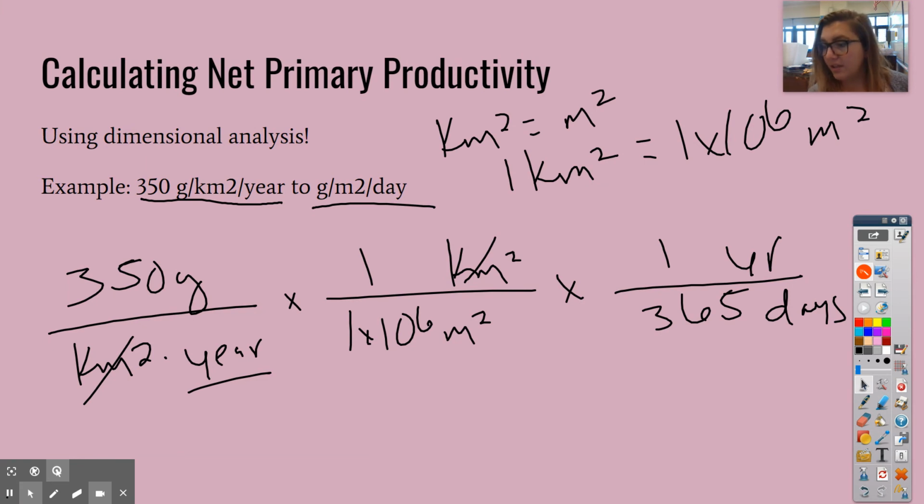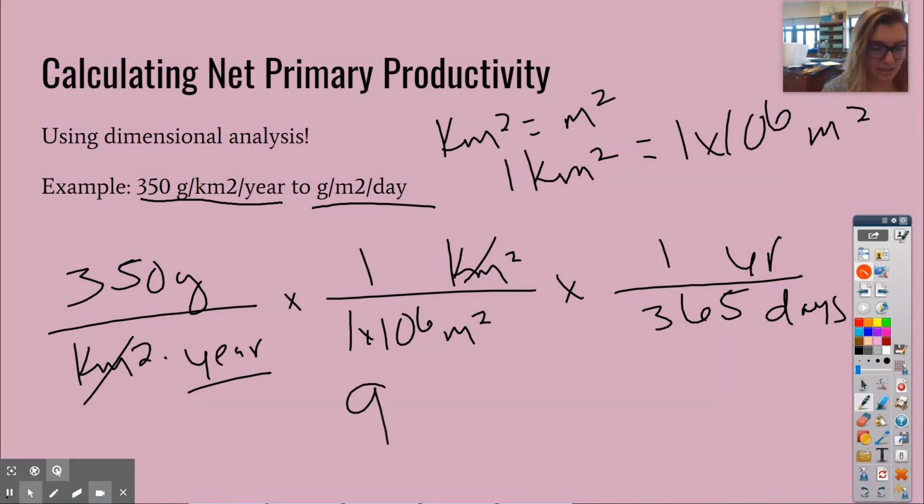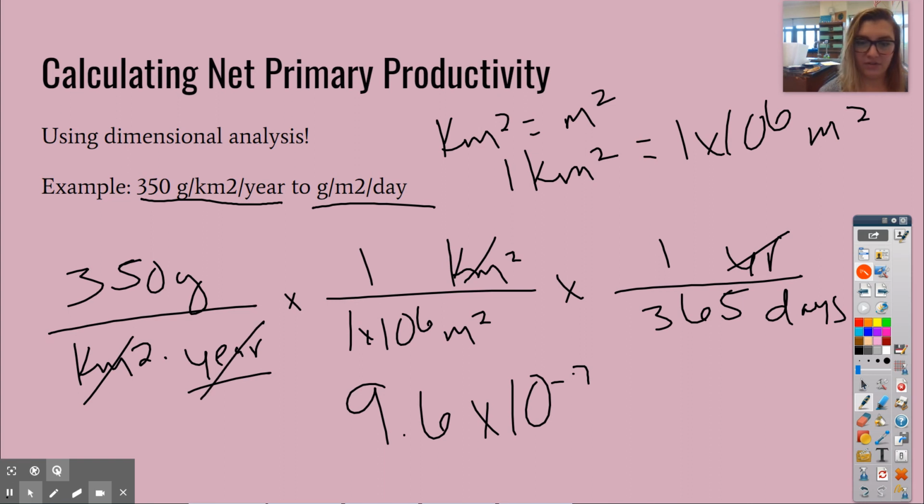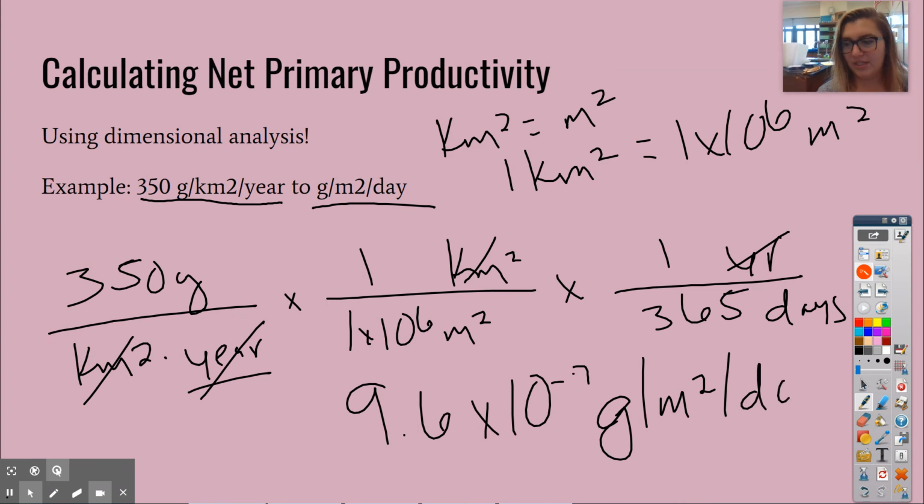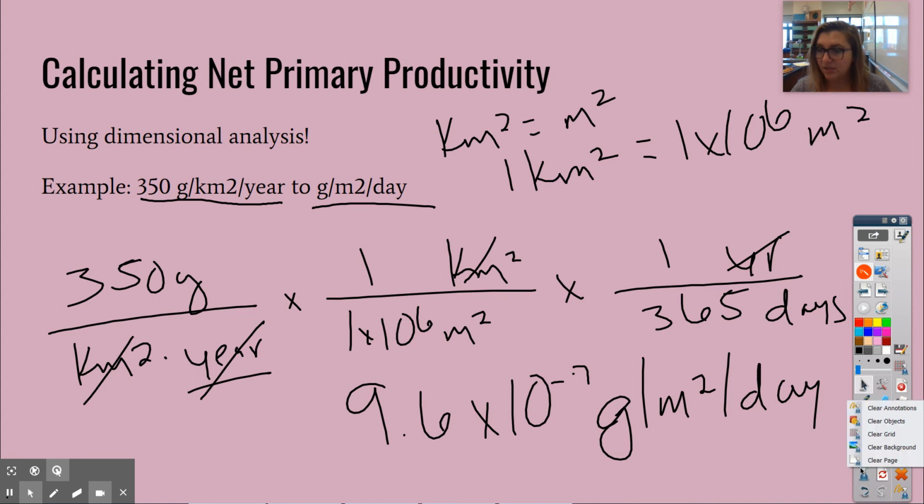All right, got my calculator, did some calculations, and I got 9.6 times 10 to the negative 7th. Remember, we're crossing off our units: grams per meter squared per day. So it's a very small number, so I went ahead and put it into scientific notation. All right, if you have questions about that, again, office hours every day, 2 to 2:20. Please reach out. If you are struggling with dimensional analysis, we will have to do this eventually.